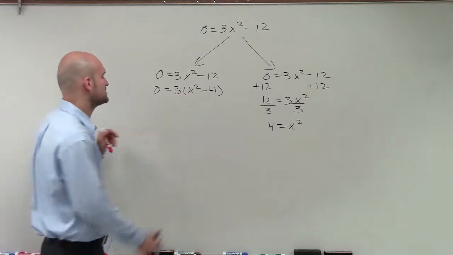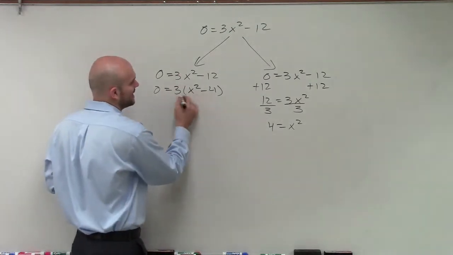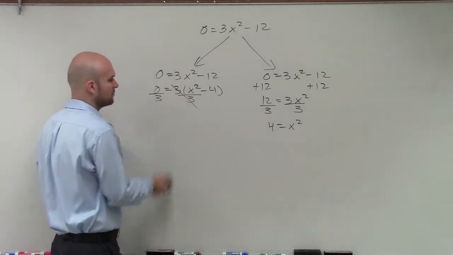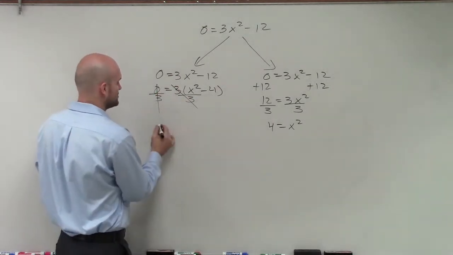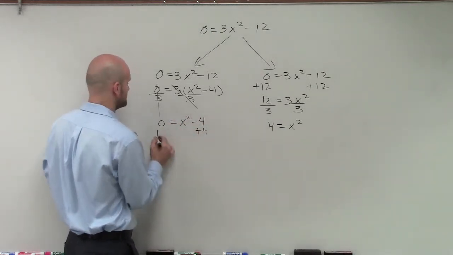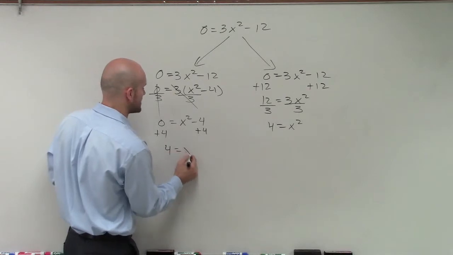Over here, you can see, well, since I factored out the 3, I can divide by 3. Well, this is a very quick division, because 3 divided by 3 is 1, and 0 divided by 3 is 0. So therefore, I have 0 equals x squared minus 4. Add 4 to both sides. So I have 4 equals x squared.